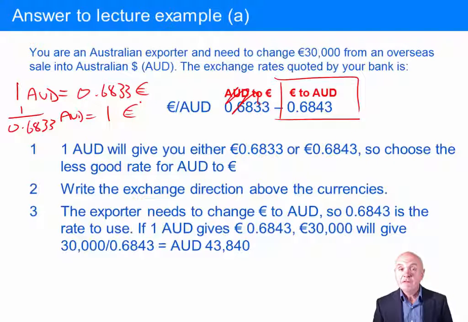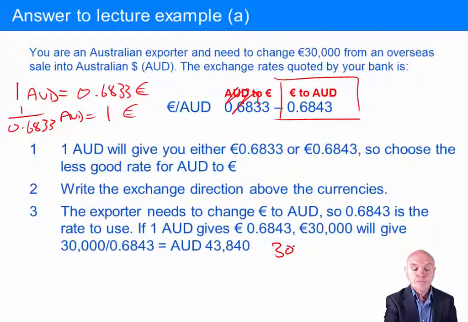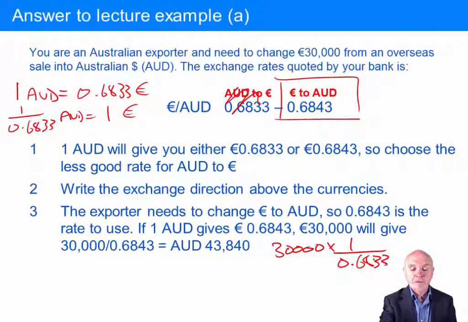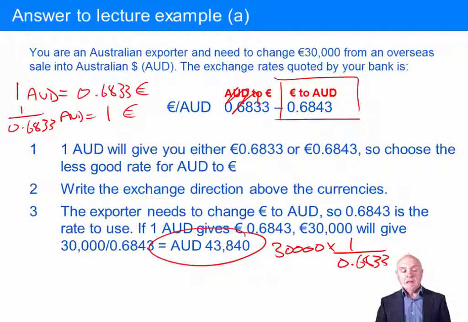We know we have 30,000 euros, so what we would do is to say, therefore, 30,000 euros is going to be times 1 over 0.6833 dollars. So we're going to be coming out with about $43,840. 30,000 euros will translate into that.